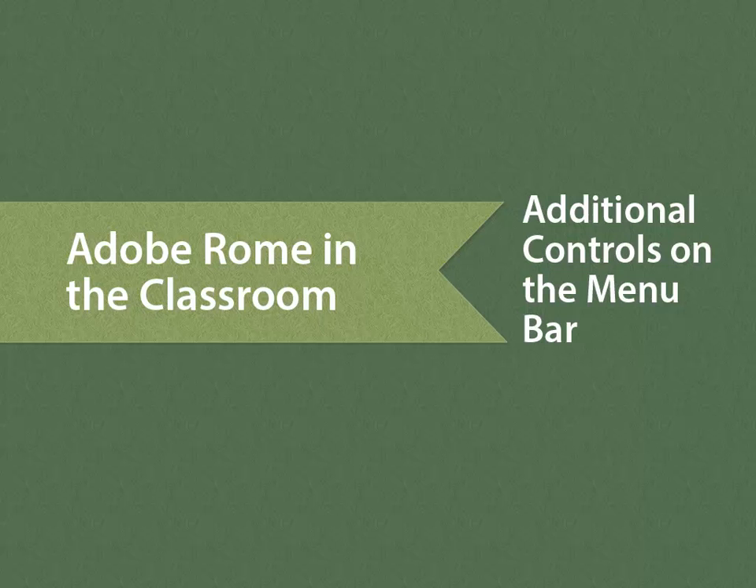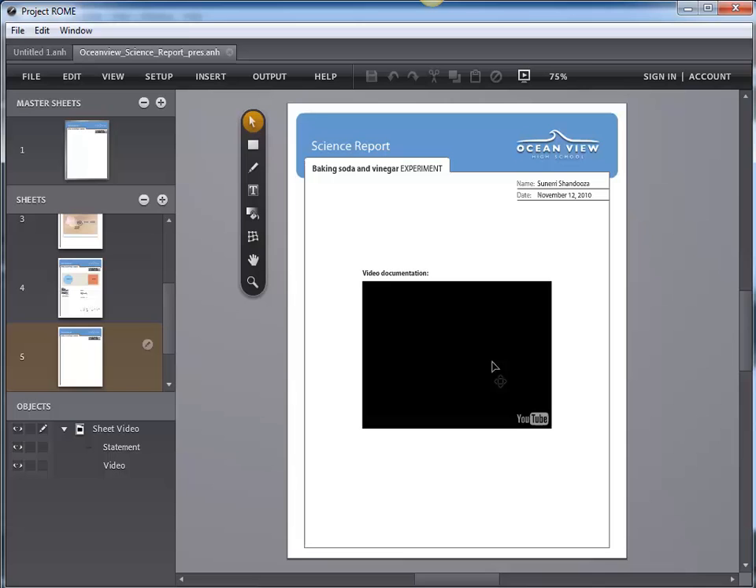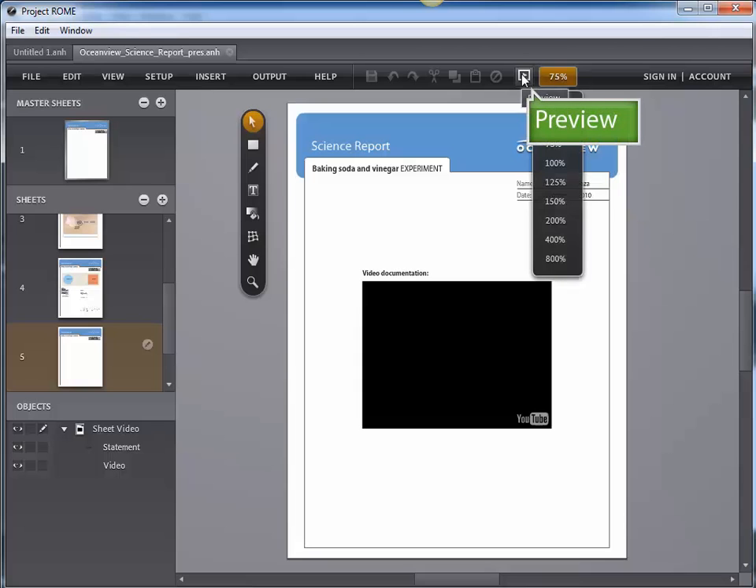In this lesson, we'll learn a little bit more about the menu bar and the controls that you can find there. We'll look at the additional controls and options that are available in the menu bar. Now, one of the things that is particular to Adobe Rome is this preview button that you see on the right side of the menu bar at the top of the window.